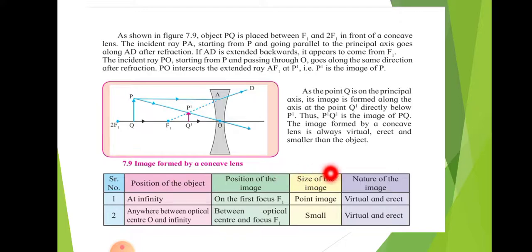So here the positions are given at infinity, the position of an object, the position of image where we will get on the first focus F1, and the size of the image, point image we will get, and obviously क्या है, कॉन्केव लेंस है तो उसमें क्या मिलेगा, वर्चुअल एंड इरेक्ट.